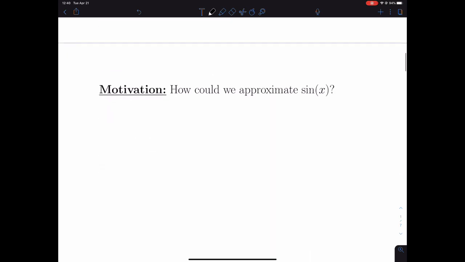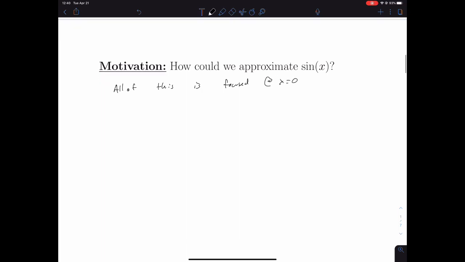So our big idea for how we're going to get approximations for our functions is I want to create a function that is going to match my original function at every derivative at our single point. So let's do all of this focused at x equals 0. Okay, so let's look at some derivatives of sine.